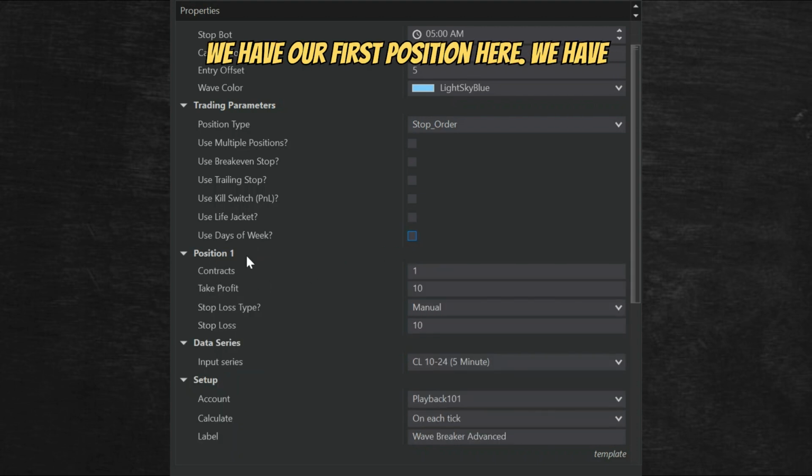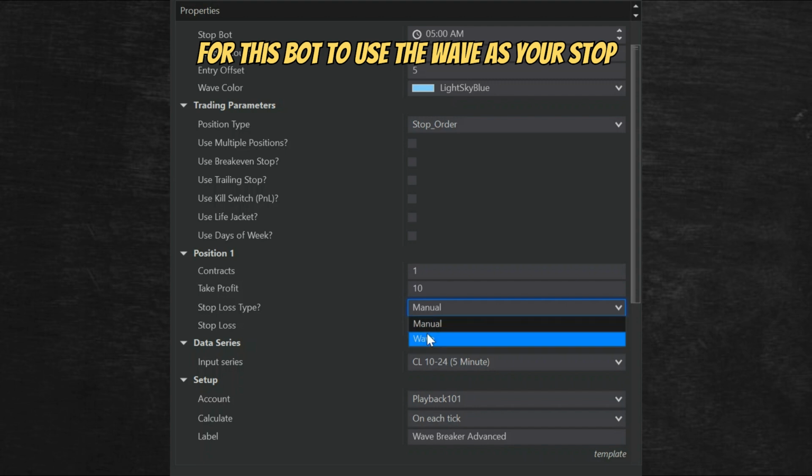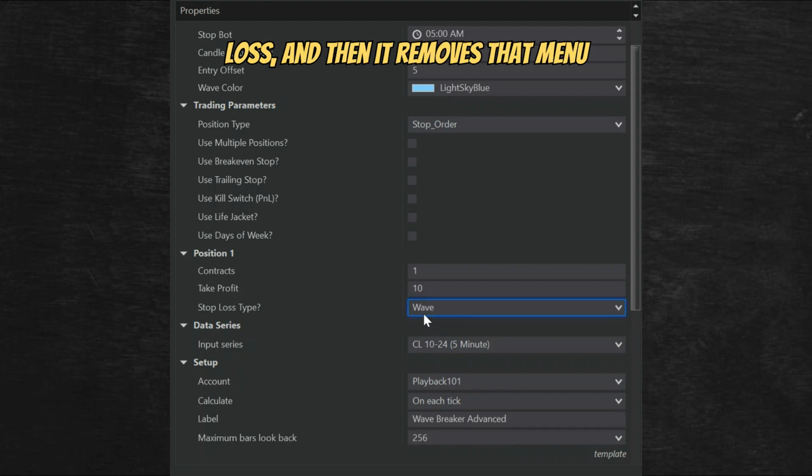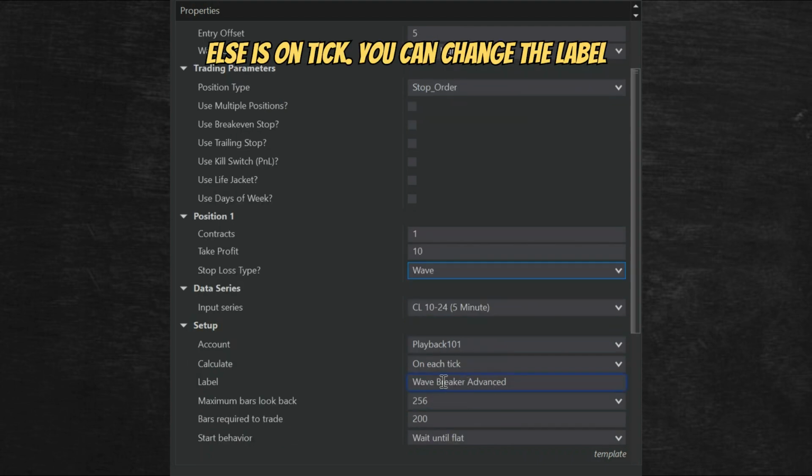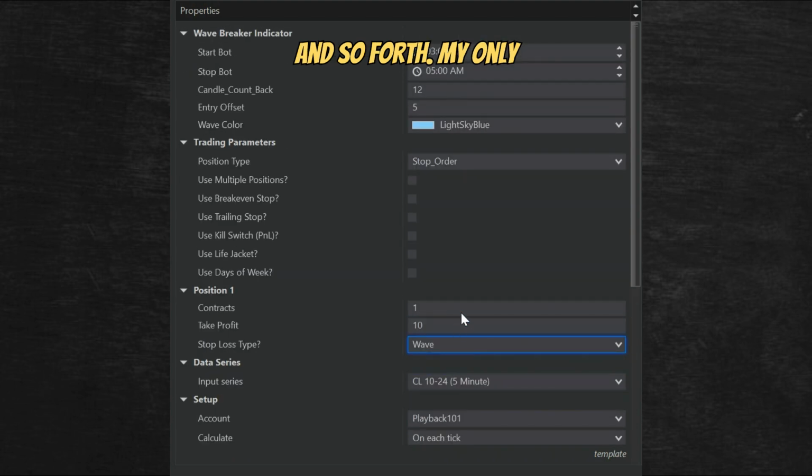Okay, then we have our first position here. We have take profit and our stop loss. I'm using a manual stop loss. There is an option for this bot to use the wave as your stop loss, and then it removes that manual option. That means it's using that full wave as your stop loss, which in some cases can be quite big. So it's really important that you use a balanced risk to reward ratio. Okay, and everything else is on tick. You can change the label and so forth.